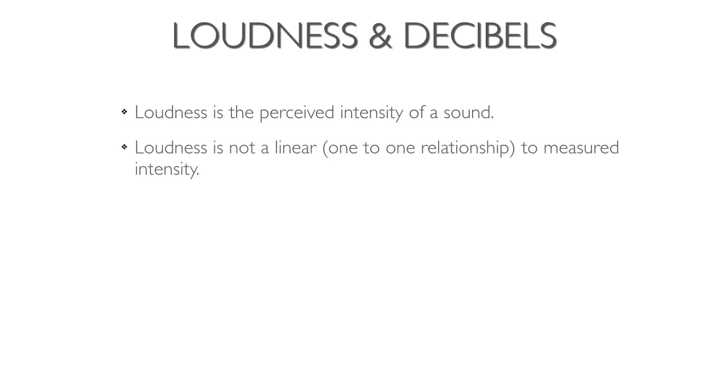But the thing to know about loudness is it's not a linear effect, which means that we don't hear a one-to-one relationship with intensity. So if something is twice the intensity of something, in other words, we have a person talking and then another person starts talking, generally it doesn't sound twice as loud. If it did, that would be a linear relationship because it'd be a one-to-one relationship. But that's not really how we hear.